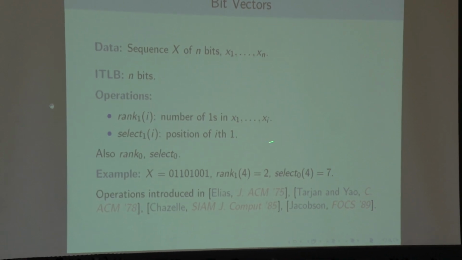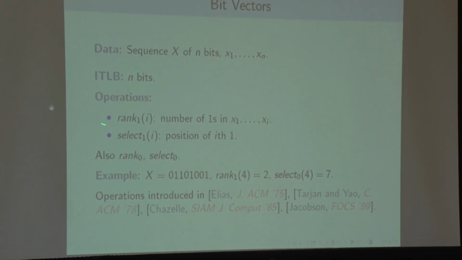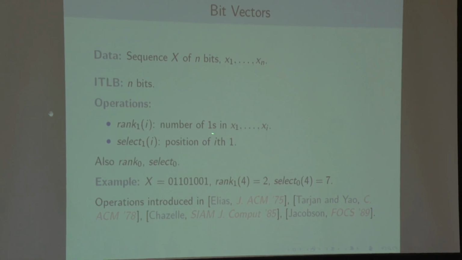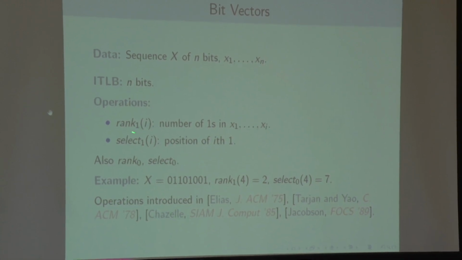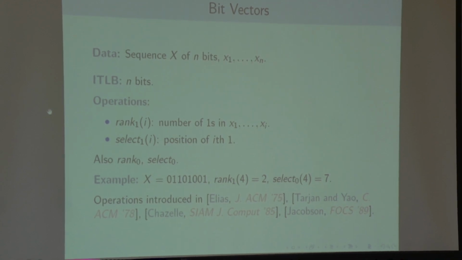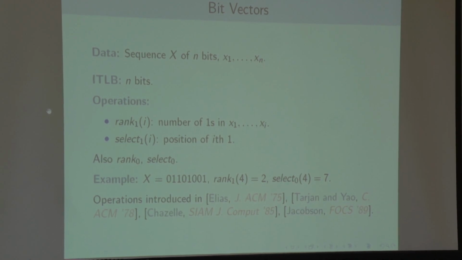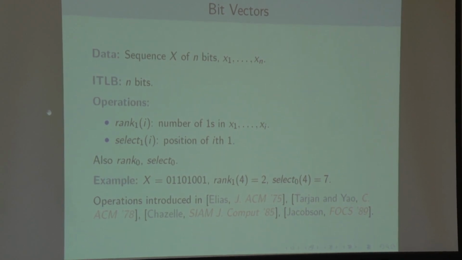But let's look at the operations. The operations are extremely straightforward. The first one is called rank of i. So rank 1 of i counts the number of 1s in x1 to xi. So rank 1 of 4 over here is 2, there are 2 1s in the first 4 positions. So it's just basically a prefix sum operation.